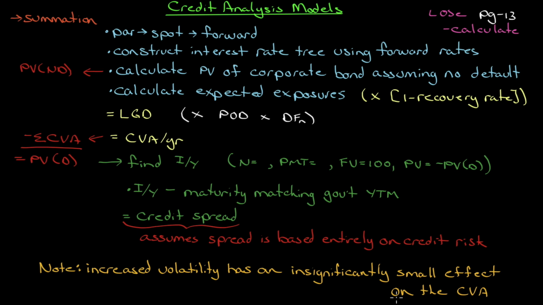Those rates at the top of the tree will change by more than the rates at the bottom of the tree. Remember, it's a log normal distribution, right? So it's volatility. We can conclude that volatility has almost zero effect on the CVA. Pennies overall, if even that. So we can really sort of just ignore the effect of volatility on the CVA. It should not affect the CVA in any significant way whatsoever.